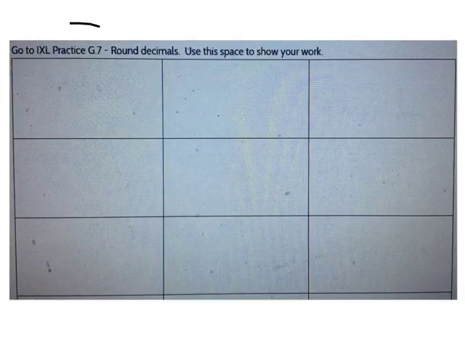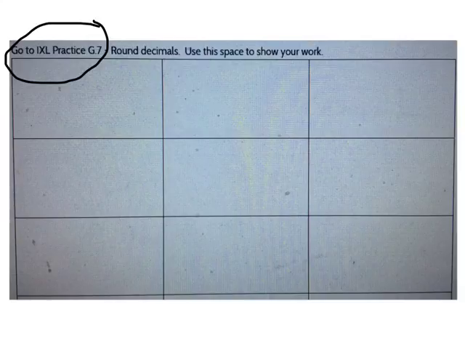Now go to IXL Practice G.7, round decimals. Get to a SMART score of 90. Once you've gotten to a SMART score of 90, raise your hand and Ms. Tramontozzi will tell you to move on to your exit ticket.